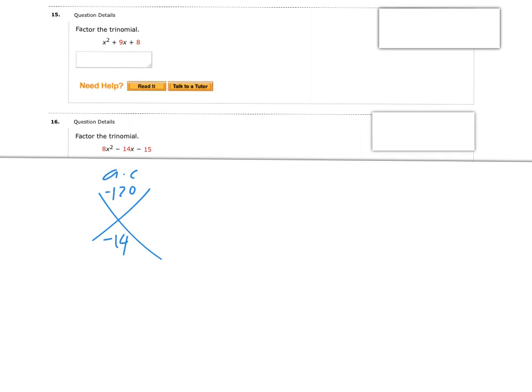All right, so now I need to kind of start thinking about what multiplies to make 120. So I know I got 2 and 60. I'm looking for a difference of 14 here. So I got 3 and 40. Not really close enough either. 4 would be 30. Still not close enough.